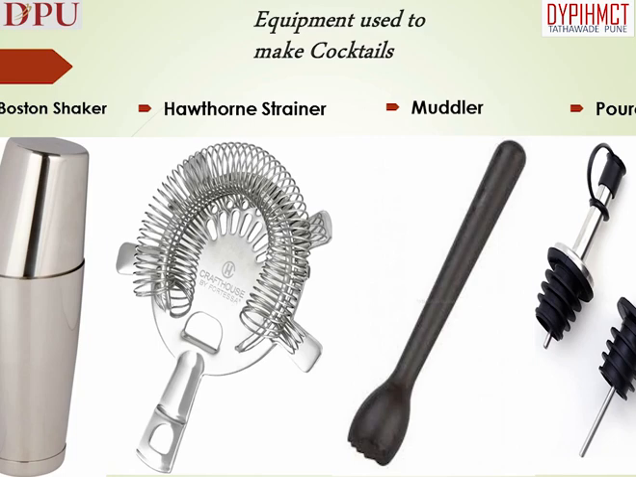Muddler is used to gently crush ingredients such as leaves, wedges or peel of various fruits, to release the aroma. Pourer is an equipment, generally attached to the mouth of the bottle so that a desired quantity of any beverage can be poured into the glass.